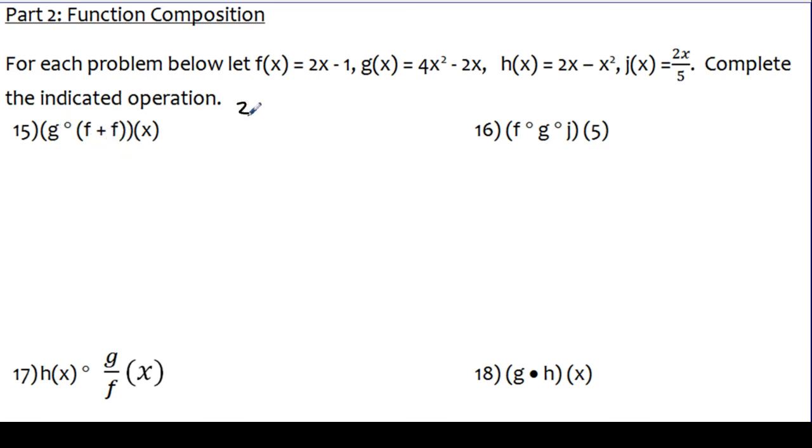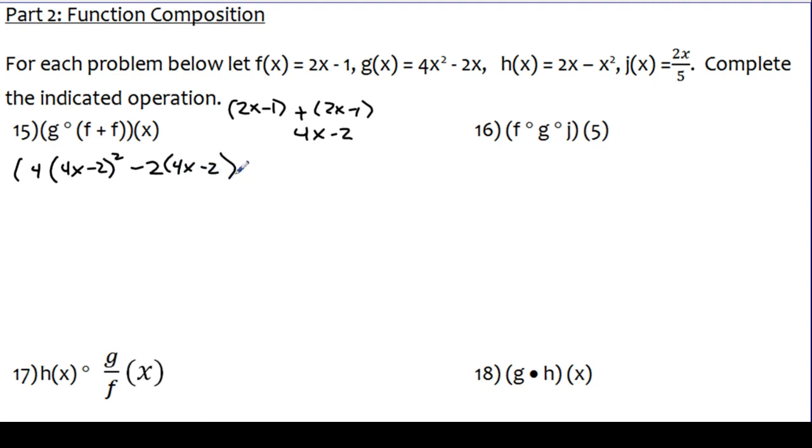Well, f plus f is going to be 2x minus 1. That's what f is, plus another 2x minus 1. Okay? So that looks like 4x minus 2. So they're asking us to take 4x minus 2, plug that into g. So that's going to look like 4 times (4x minus 2) squared minus 2 times (4x minus 2). Okay? So I'm going to take this expression. Okay, this needs a little parentheses around it.